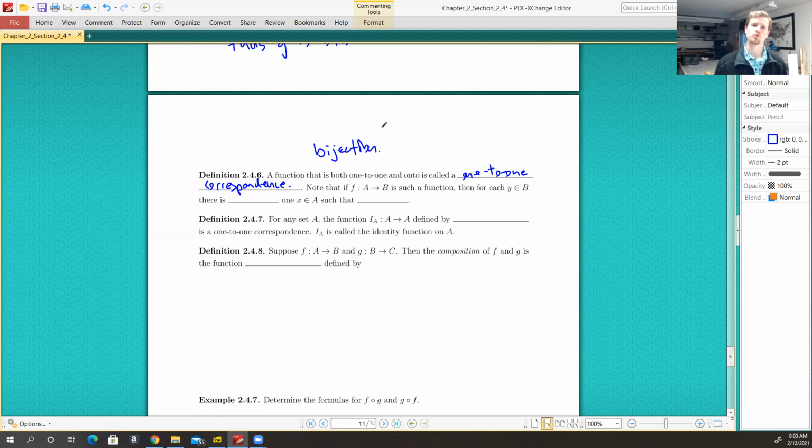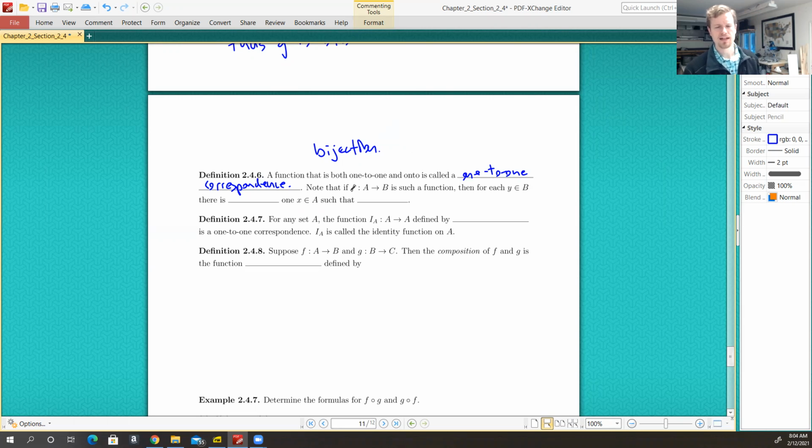A function that is one-to-one is also called an injection, and a function that is onto is also called a surjection. So if it's both an injection and a surjection, then it is called a bijection. That collection of language is typically used in other math classes. Here in a discrete math class, one-to-one and onto are maybe a little bit more used. Maybe not. Maybe it's just this particular textbook. But anyway, bijection is a shorter way to say that.